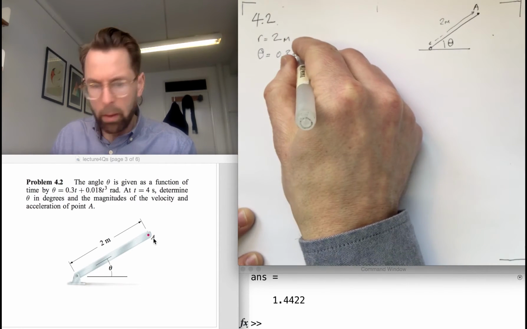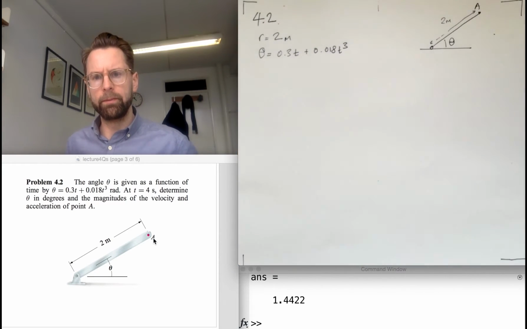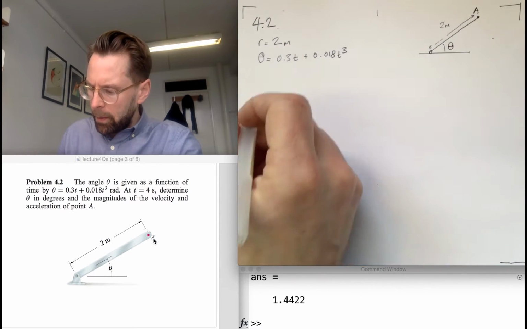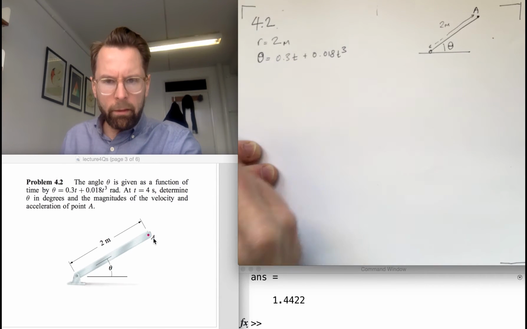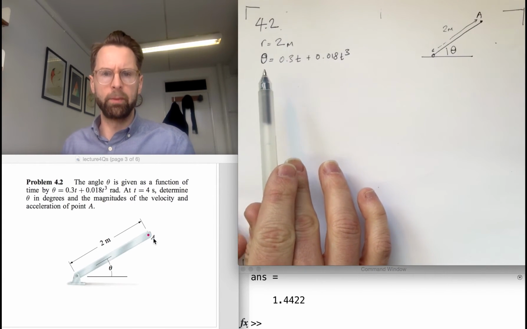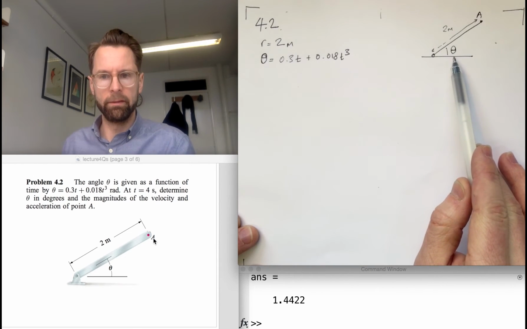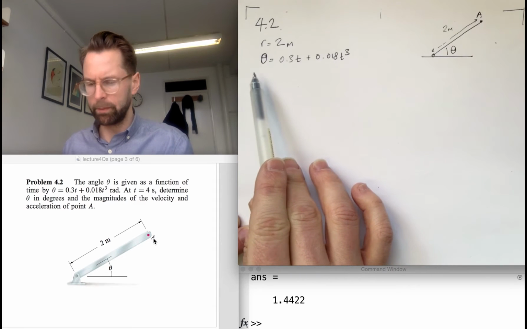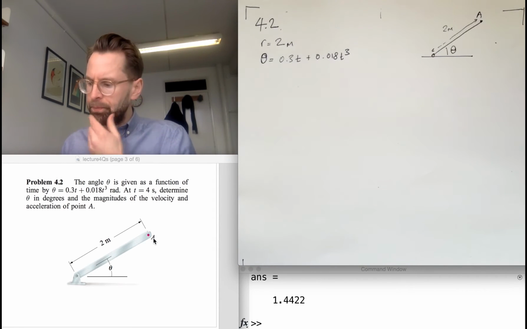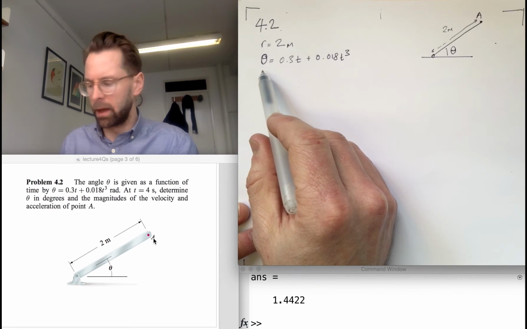plus 0.018 t cubed. Now, rather than just think of that as being an angle, let's think of that as angular displacement, where the displacement is 0 at theta 0. So this is angular displacement. And how does this relate to the angular velocity and angular acceleration?